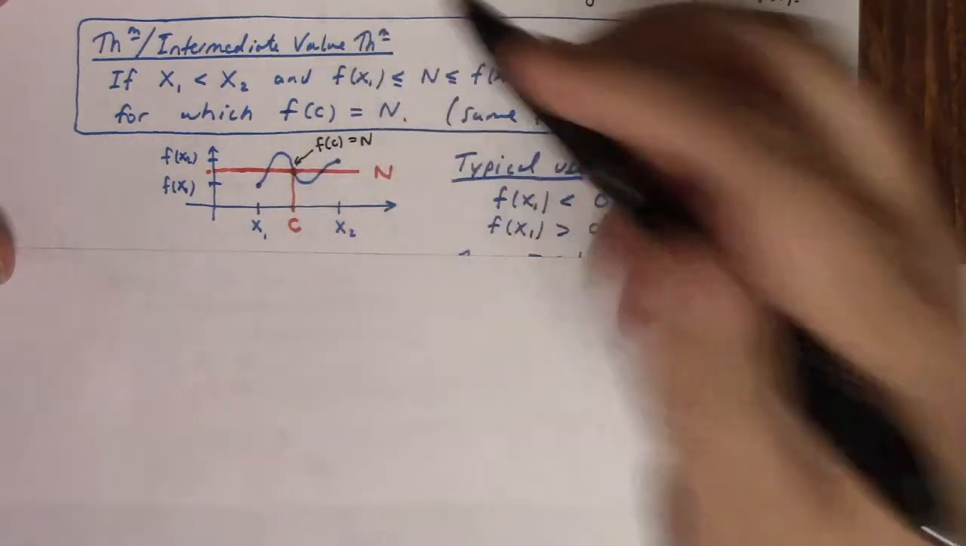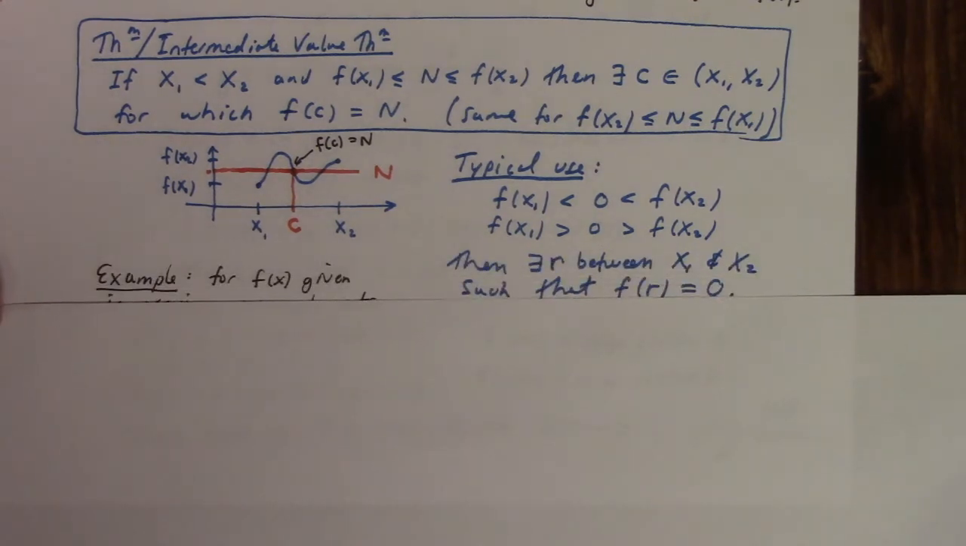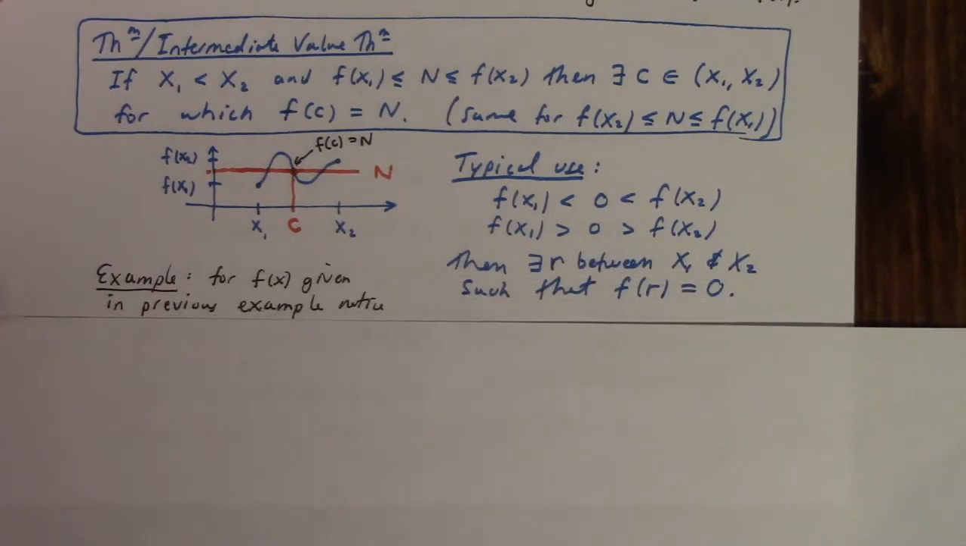Now there could be more than one, right? But the typical use of the intermediate value theorem is just to look for places where you change from negative to positive or positive to negative, because if you see that, that means that there's a point in between those two where there has to be a root, there has to be a zero of the function.